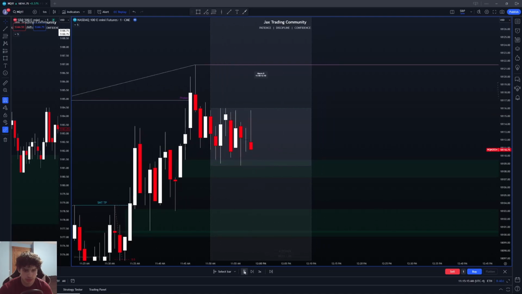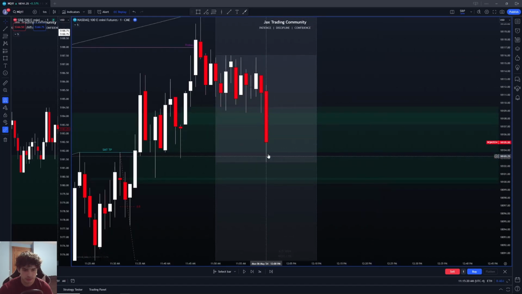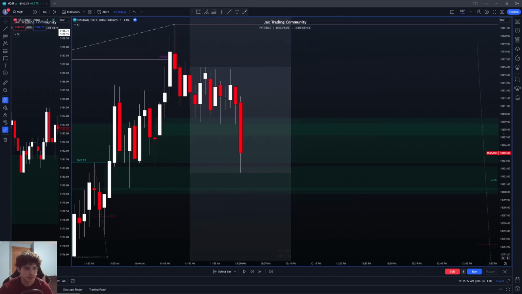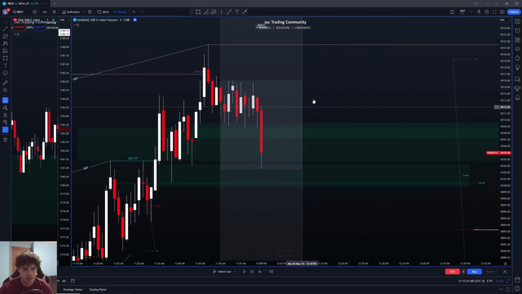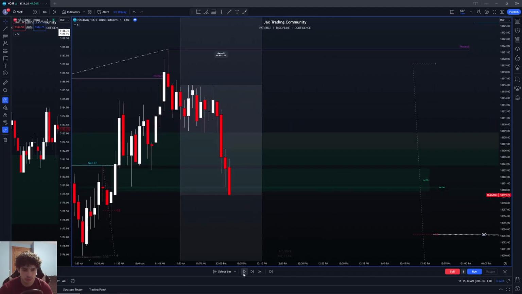I want to see a body close below this low. So right here, this is great. You have a very good sell-off right here. So now I want to see some sort of retrace. This accumulation right here could be a good retracement to take an entry off of, but we'll just keep watching.